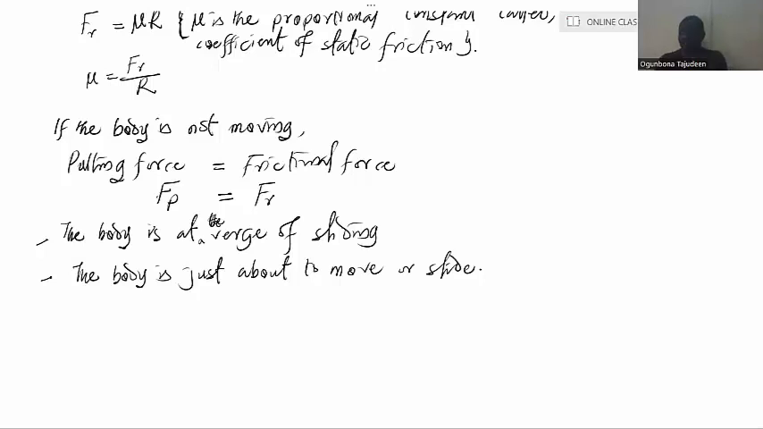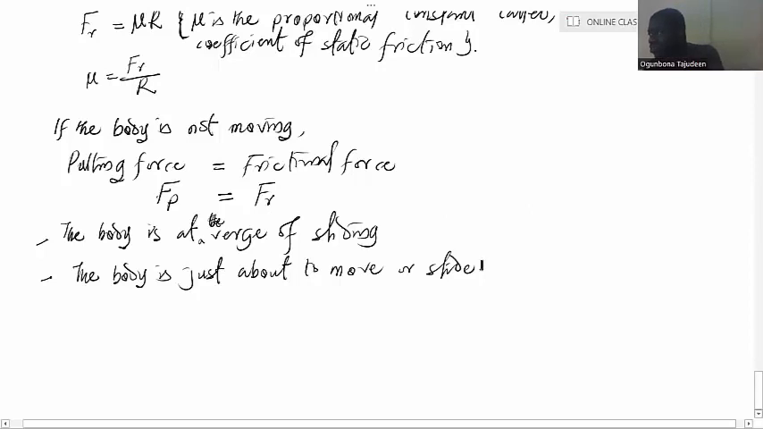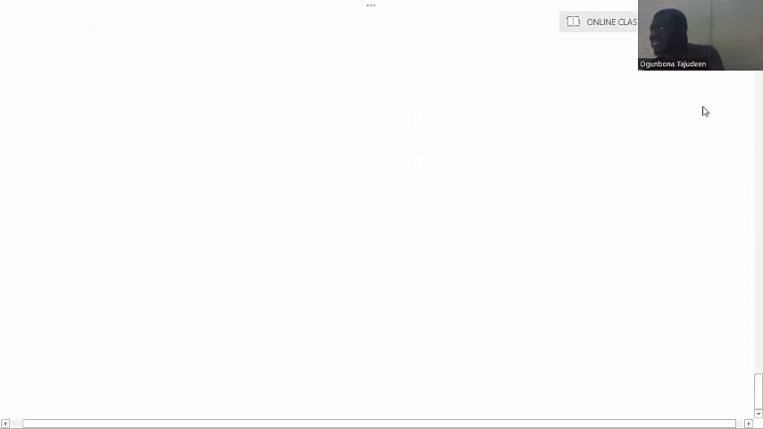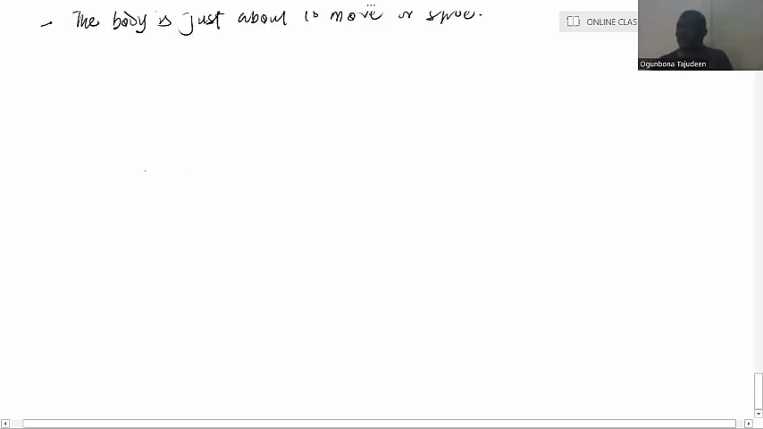When that one is noted, we now go to what is kinetic friction. Second part of the discussion is kinetic friction. What we are still discussing here is when the body is just on a horizontal level. Kinetic friction.